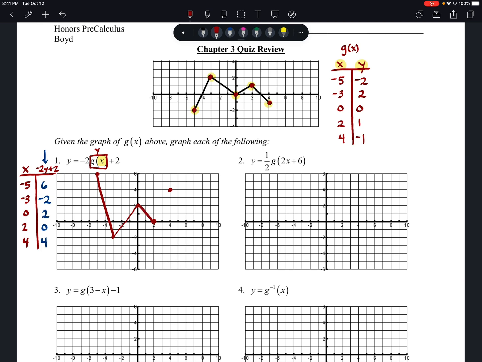And you can see how our transformations have occurred. This one had a vertical shift up 2, and it was vertically stretched and flipped. So that makes sense how it kind of went from like an M shape to that W shape. All right, now let's go on to the second one.